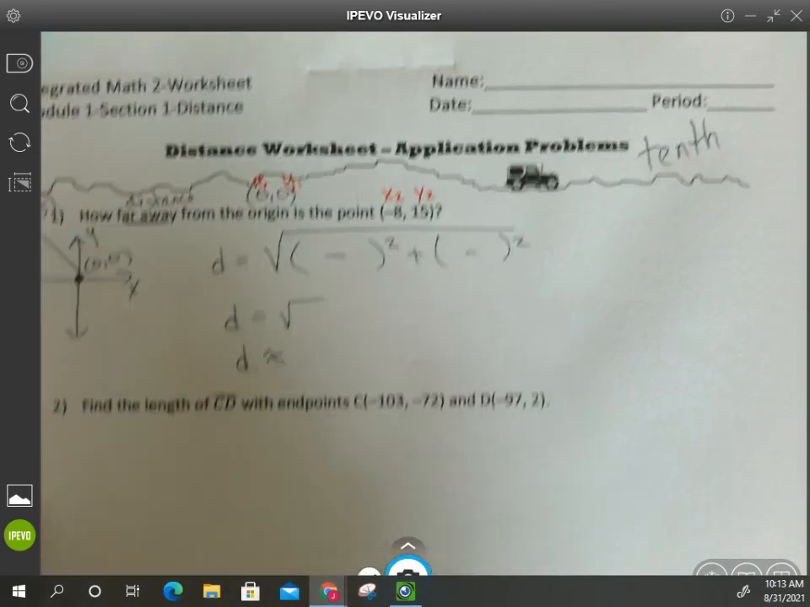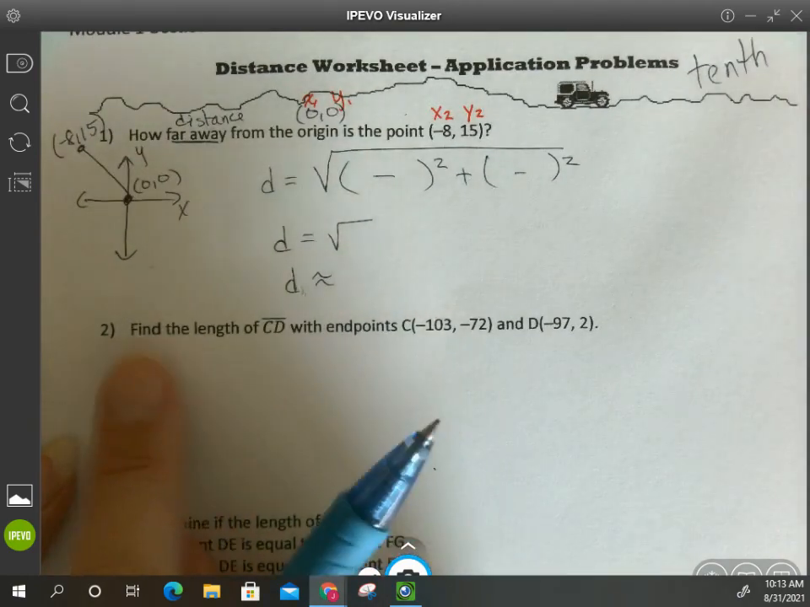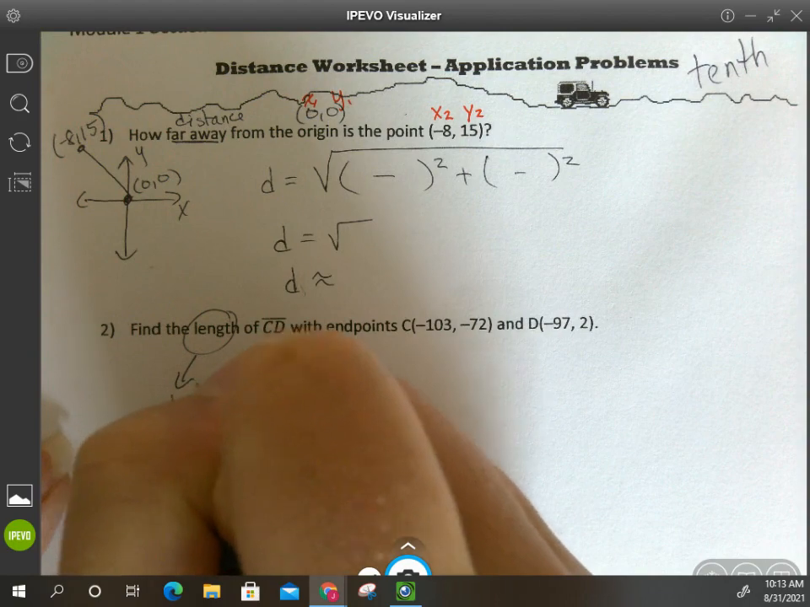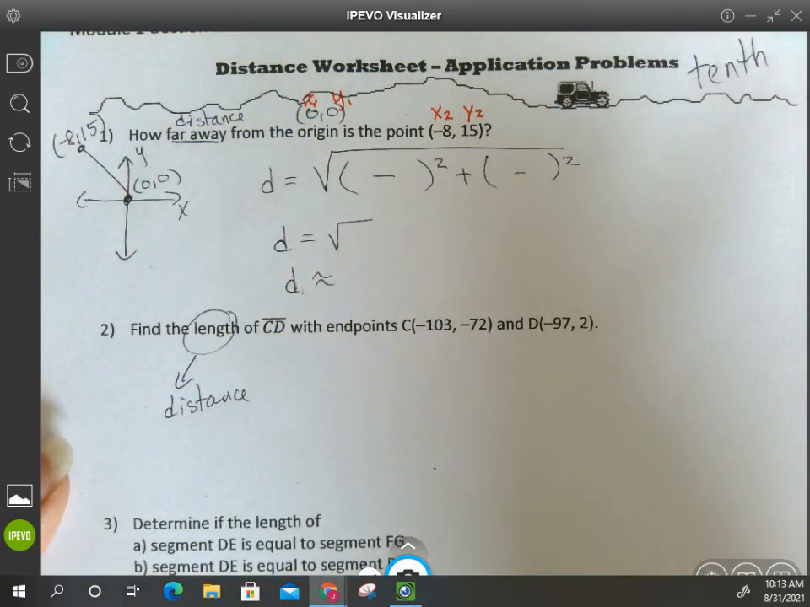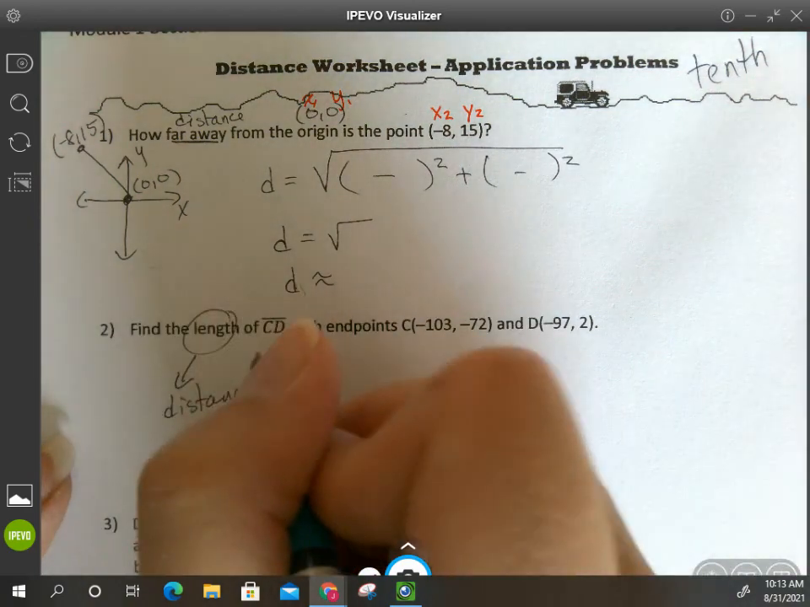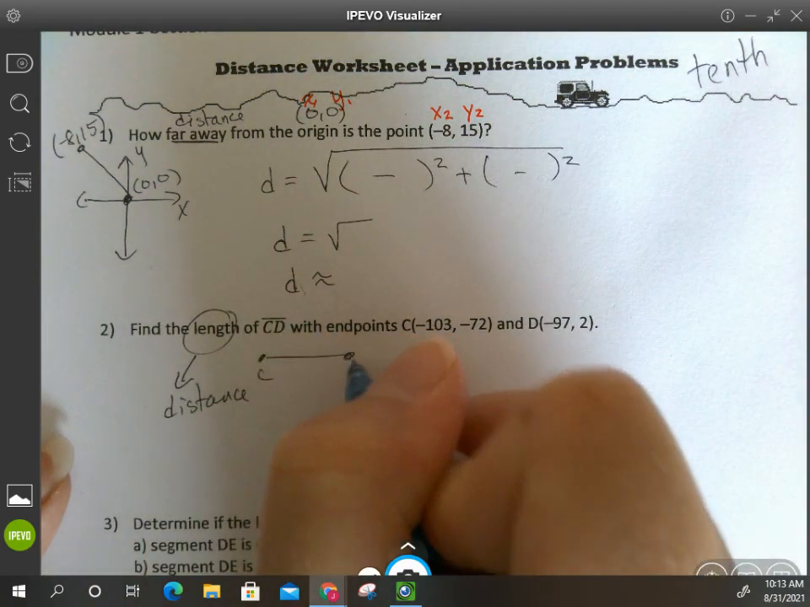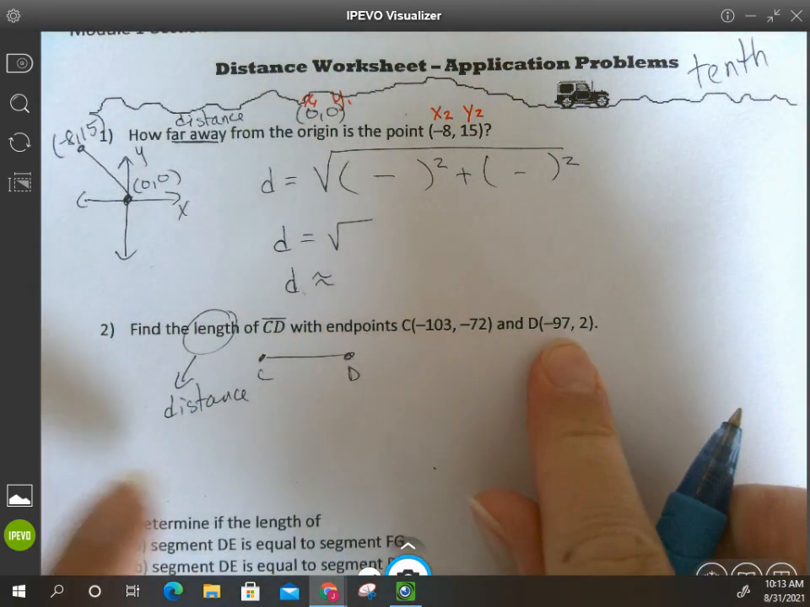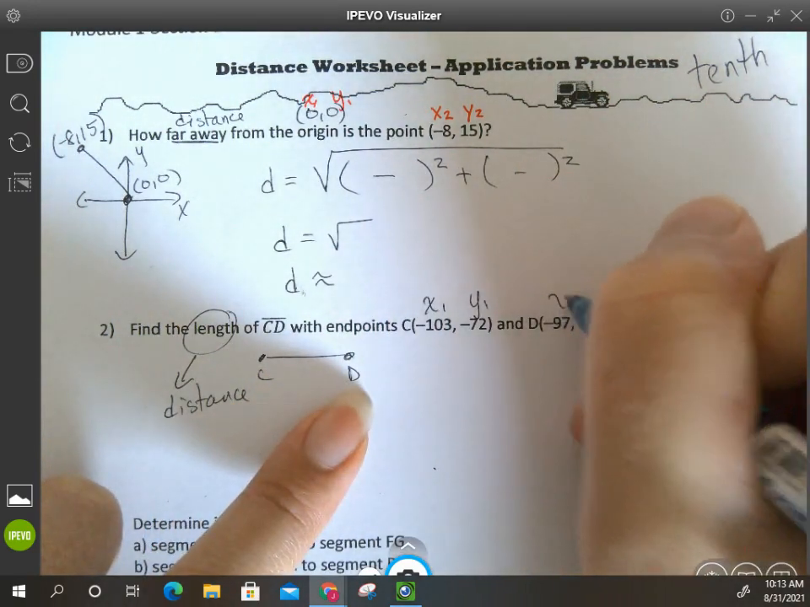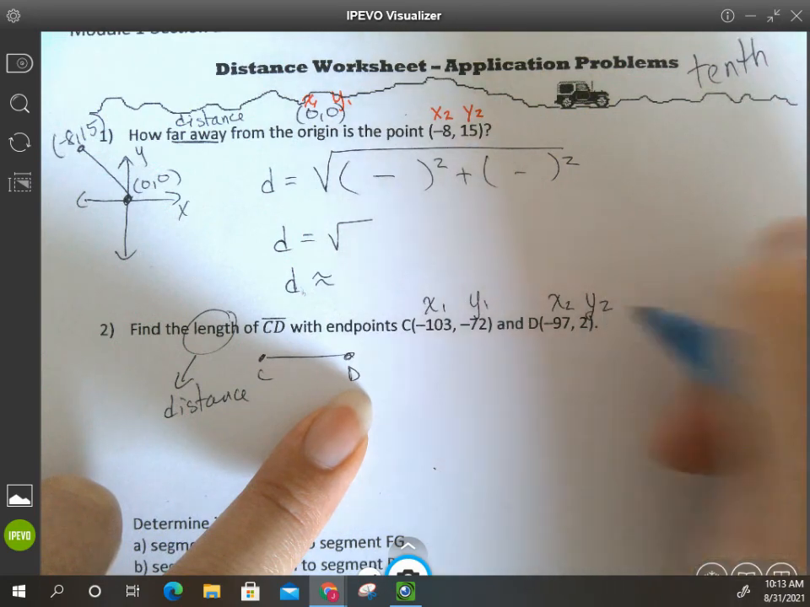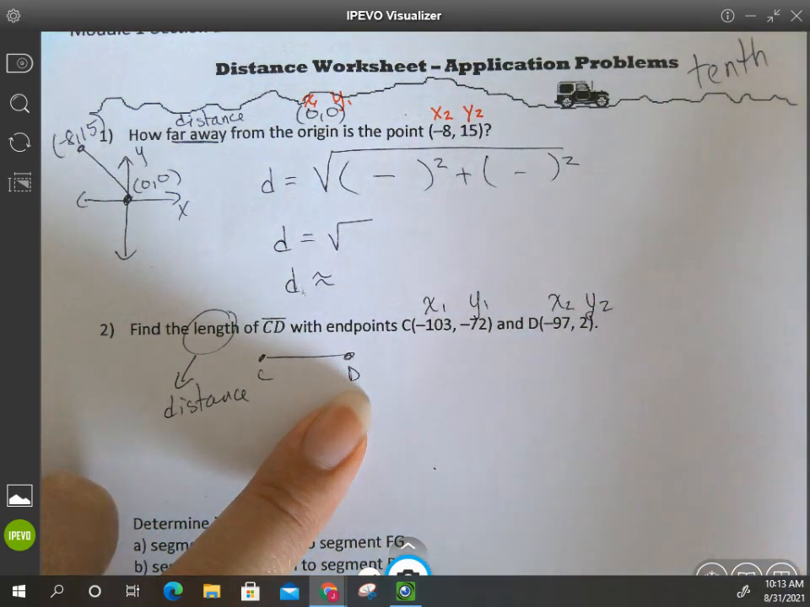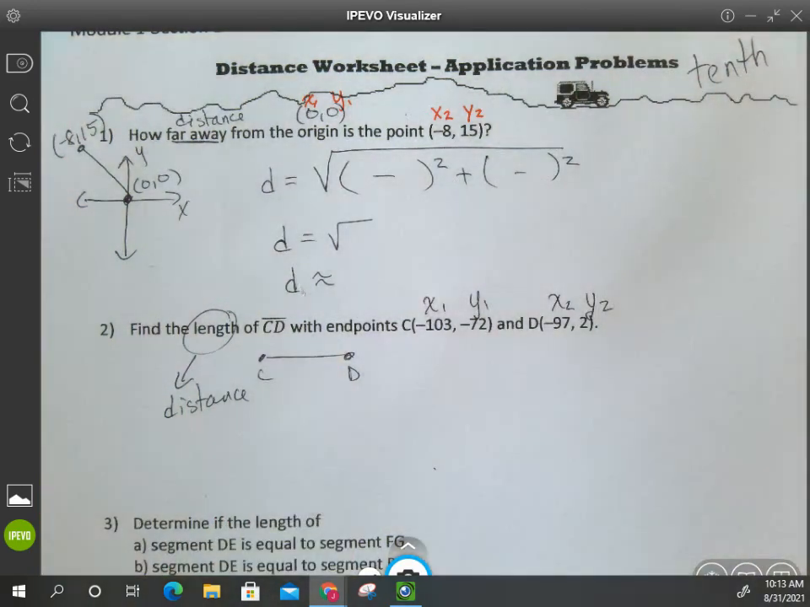All right, I think the next one's pretty self-explanatory. Find the length. If they want me to find the length, I'm really finding the what? How long it is. So I'm going to use my distance formula. And they gave me 2 ordered pairs. I have a segment CD, C to D, and these are the ordered pairs. So here is the point x1, y1, and here's the point x2, y2. So I'm going to have the same setup I have in number 1. Got it? All right, now let's talk about number 3.